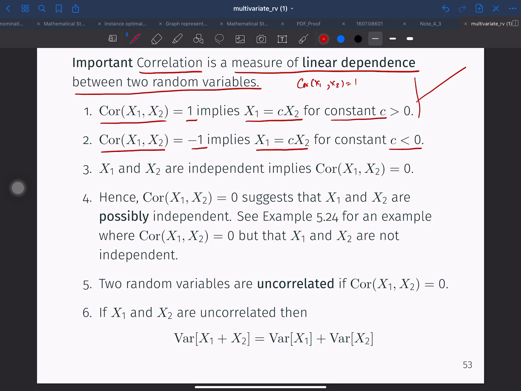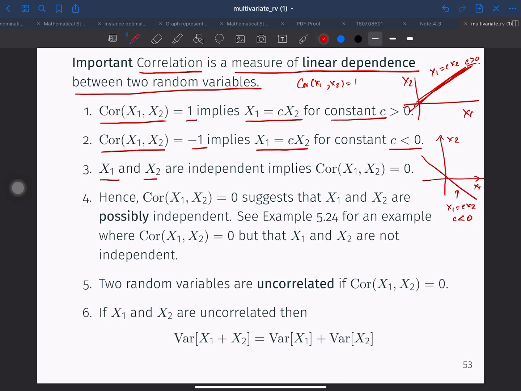So in the first case, correlation of x1, x2 equal to 1, we can think of the relationship between x1 and x2 as being given by an increasing line. And in the case when the correlation is -1, the figure will look something like this, where this is x1 and this is x2, and now this is some negative function: x1 equal to c x2 for c less than 0. This is x1 equal to c x2 for c bigger than 0. So in the first case, it's a linear increasing, and in the second case, it's a linear decreasing.